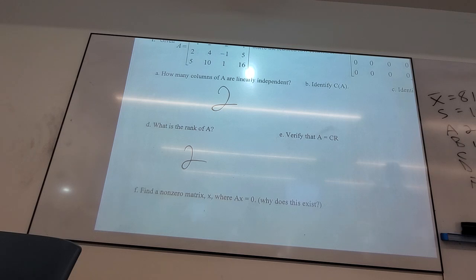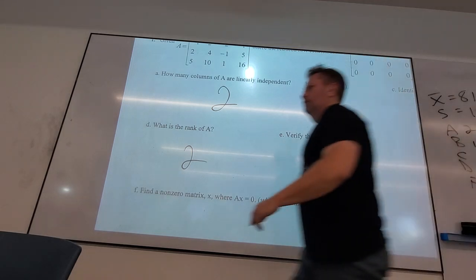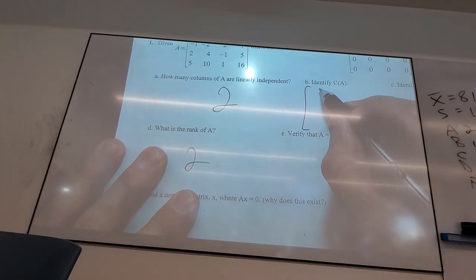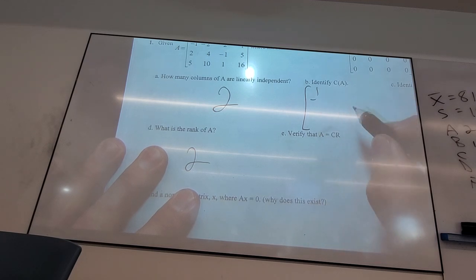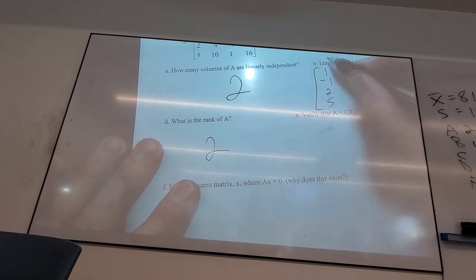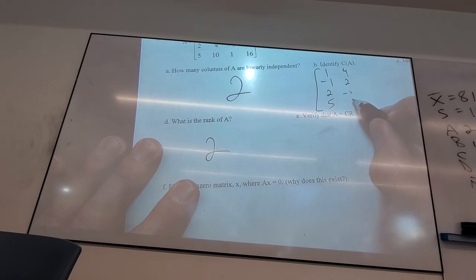Okay. So when I said identify C, I just make a matrix and put the independent columns into it. So what do you guys get for C? 1, 2, 0, 3. Oh, no. Oh, for B? For B, yeah. 1, -1, 2, 5. Yeah, the first column, and then the 4, 2, -1, 1. Third column.